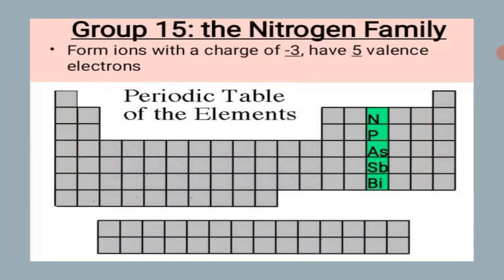Then we come to the nitrogen family. It forms ions with a charge of -3 and has 5 valence electrons. The atomic radius increases, ionic radius increases, ionization energy and electronegativity decrease. Nitrogen family elements often form covalent compounds, usually with an oxidation number of +3 or +5. Except for nitrogen, the elements are solid at room temperature.